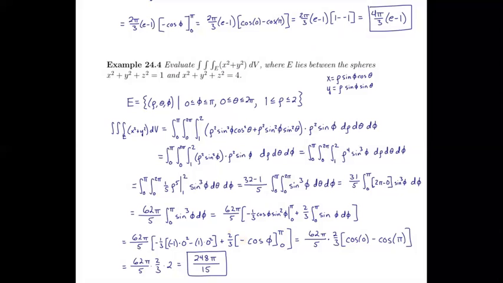Now 2/3 times our constant we've been carrying out front, cosine 0 minus cosine pi. That's 1 minus -1 in the brackets. So that's a 2. So then we have all these constants times each other. And the result of that is 248 pi over 15.